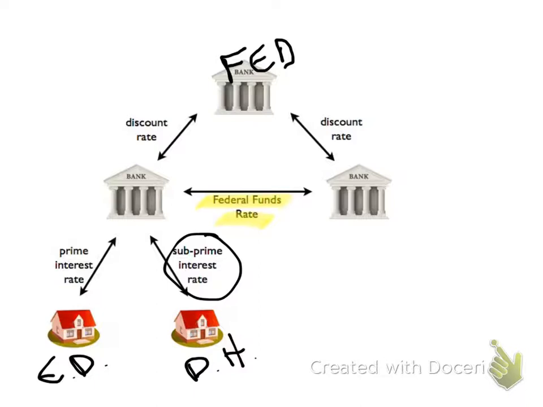Okay, so this is a picture of all the rates. You can clearly see that if the Federal Reserve is worried about inflation, what are they going to do to that discount rate? Raise it. Make it really hard to borrow money from them. If they're worried about recession, lower it, right? And they're going to push the federal funds rate down.